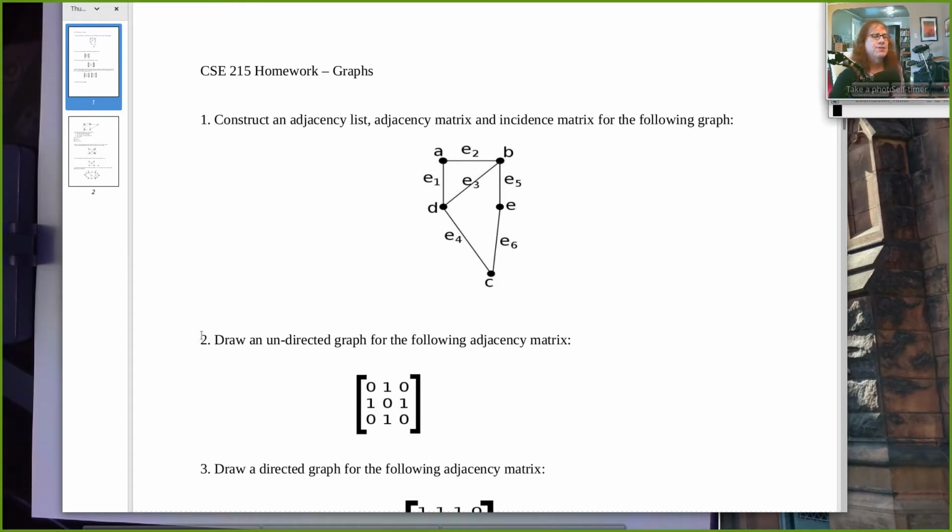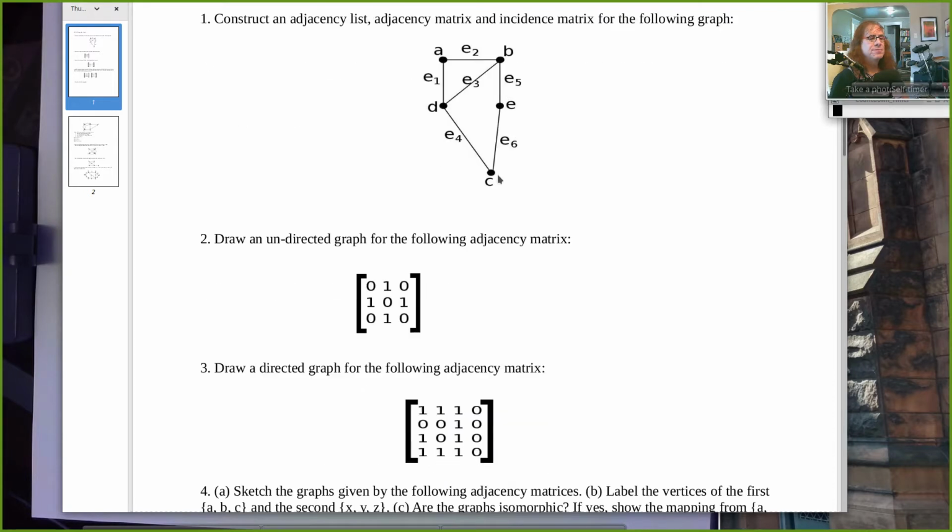So question one, constructing ways to represent a matrix. So draw an adjacency list, adjacency matrix, incidence matrix. So that's just those three representations. First one, list each vertex and show all the vertices adjacent to it. Second one is an n by n matrix for n vertices where you show which vertices are connected. And then the incidence matrix, you have one axis which is edges, another which is vertices, and you show which edges are incident to which vertices.